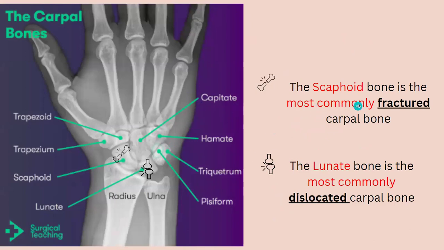Now, the most commonly fractured carpal bone is your scaphoid bone, and the most commonly dislocated carpal bone would be your lunate bone. So the scaphoid right here is the most commonly fractured, and lunate right here is the most commonly dislocated carpal bone.